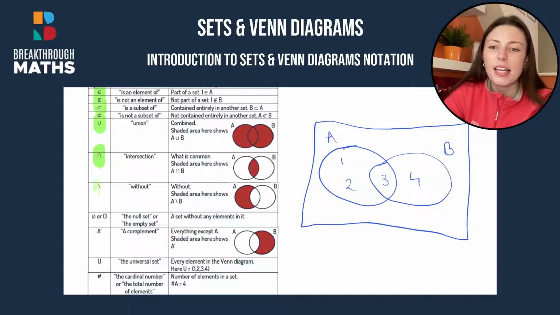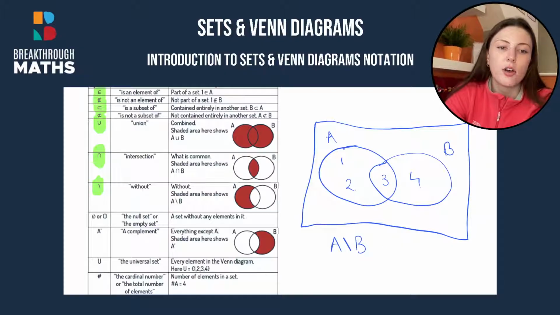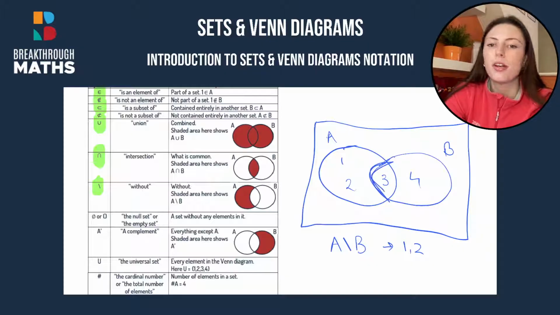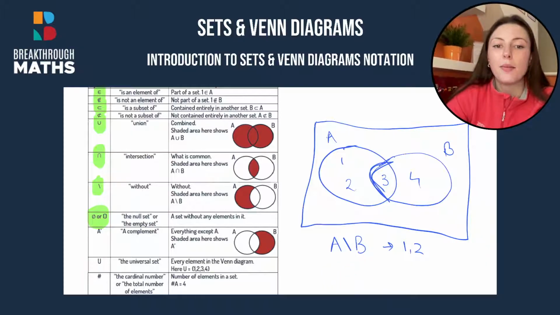Then the next symbol is a dash, which means without. So if we had A without B, we would just have 1 and 2 because 3 is a part of B. So if we wanted A without any of B, it would just be 1 and 2. Then we have 0 with the line through it, or an open set like this with nothing in it. And that just means a set without any elements at all in it.